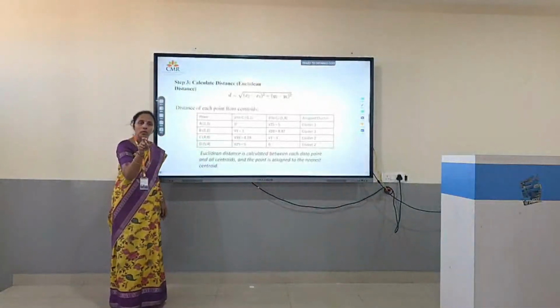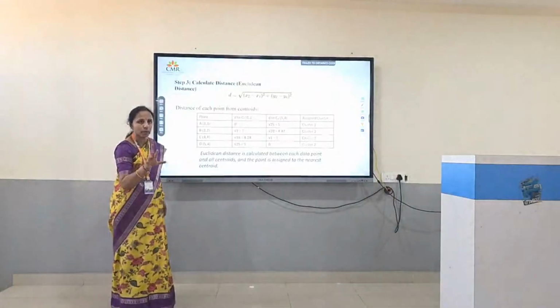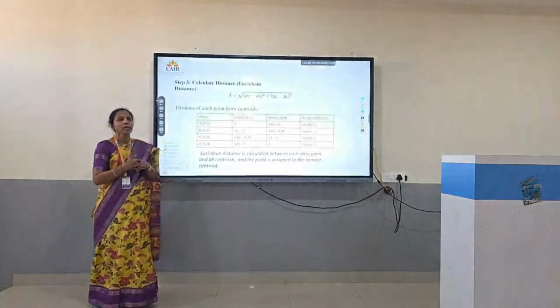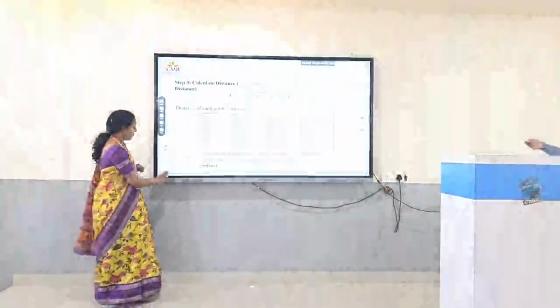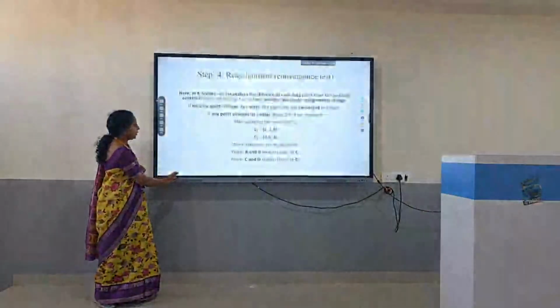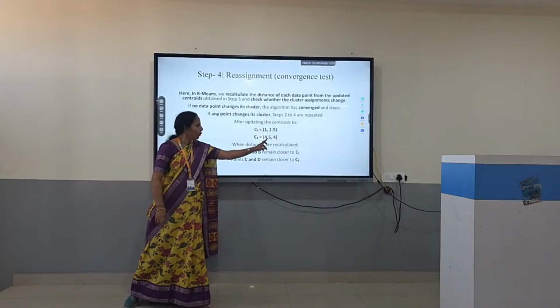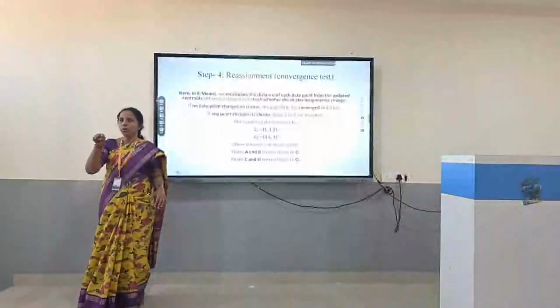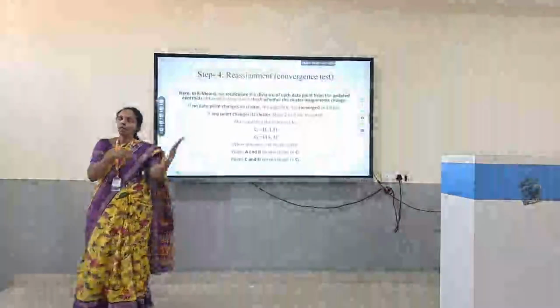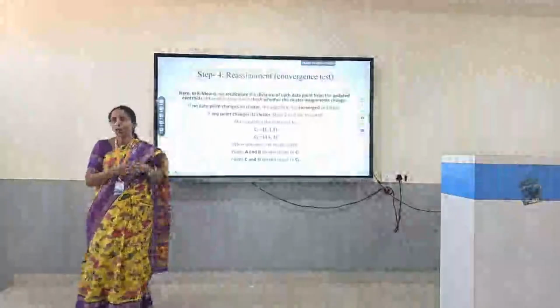Whenever a data point moves to the cluster, the centroid value will be changed. So we have to calculate the centroid value again. After calculating the centroid value, the new centroids are 1, 1.5, 4.5, 4. So previously we had different centroid values, now we got these centroid values.